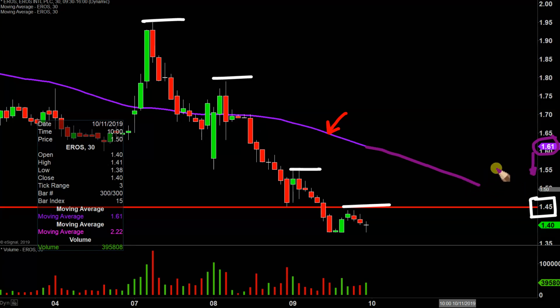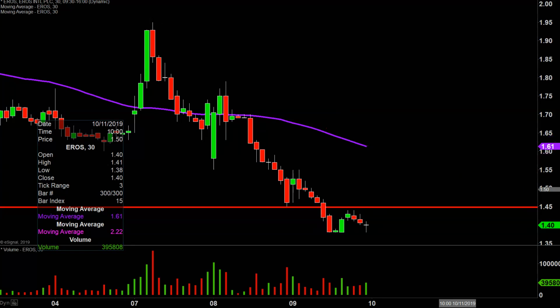But I'm probably getting a little bit ahead of myself because before you even worry about or focus on doing battle with that 50-period moving average, price again first has got to break up above the $1.45 mark.